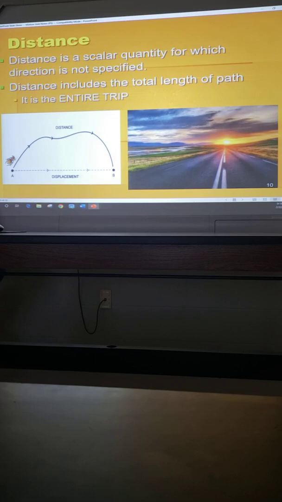When we went to Fort Worth, it was 1,100 miles one way. So it was 1,100 miles there, and 1,100 miles back, so it was 2,200 miles total that we traveled. That was the total distance that we went. We started at home, and we ended at home, though, so keep that in mind. So that was our total trip of 2,200 miles.